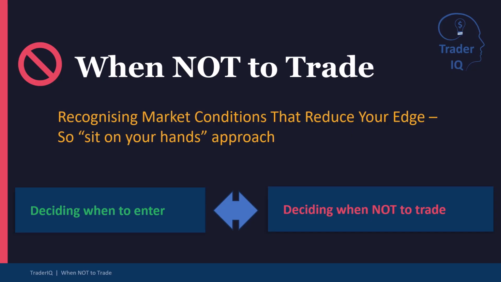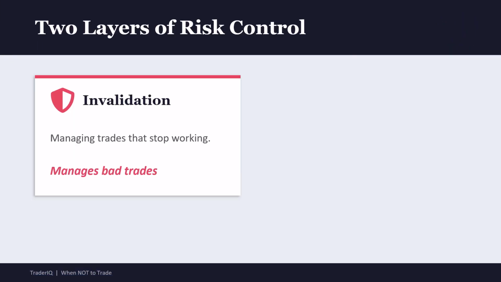We've got two key decisions to make when trading: deciding when to enter and deciding when not to trade at all. There's two key layers of risk control that we can employ. The first of these is what we term invalidation. We've done other videos on this, which is managing trades that stop working. So you're actually already in the trade and market conditions change. Perhaps the price action that you originally identified doesn't come to pass and we get a reversal. So invalidation is all about managing bad trades once you're in it.